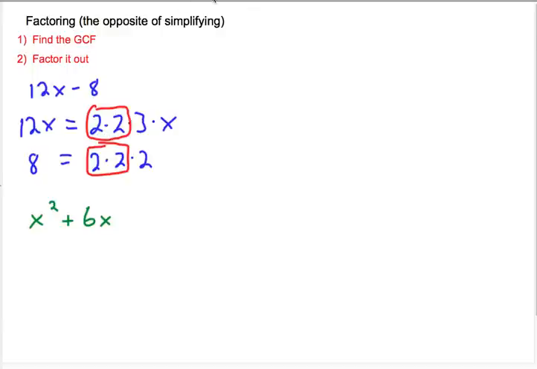So to factor that, I'll use a different color here. 12x minus 8 is going to equal... when we figure out what they have in common, we can factor that out. So they have a 2 and a 2 in common, and they're being multiplied. So there's a 4 that we can factor out. And then the remaining stuff, this 3x here, and the 2 goes in parentheses.